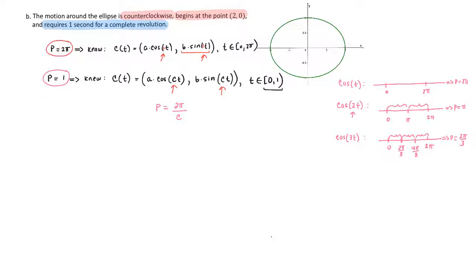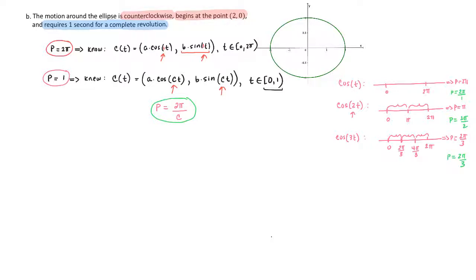I want you to look at the pattern now. When the period is 2 pi, that's because we had p equals 2 pi over 1 because c was 1. In the second case, we had p equals 2 pi over 2 because there are 2 cycles within 2 pi. And here we have 2 pi over 3 because there are 3 cycles within 2 pi. So then the period is always going to be 2 pi over the value of c. So this is where this expression is coming from.